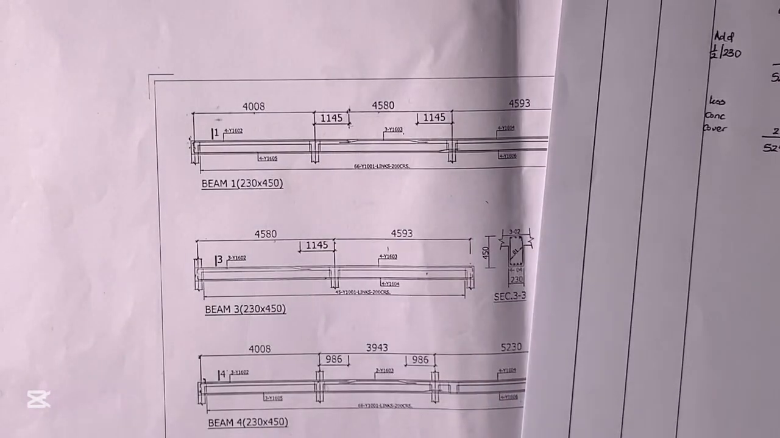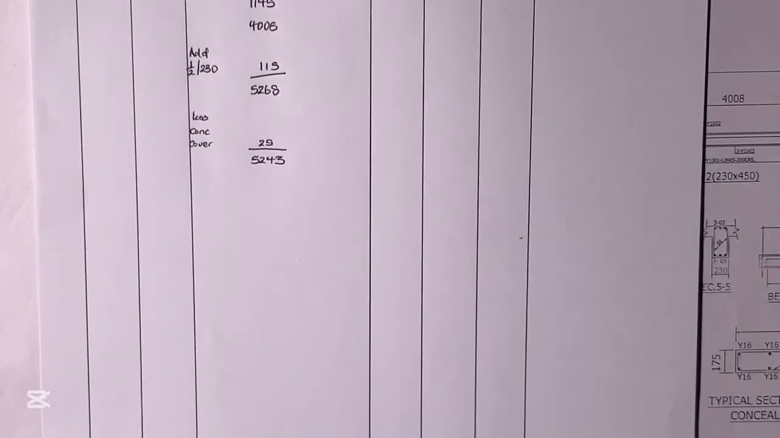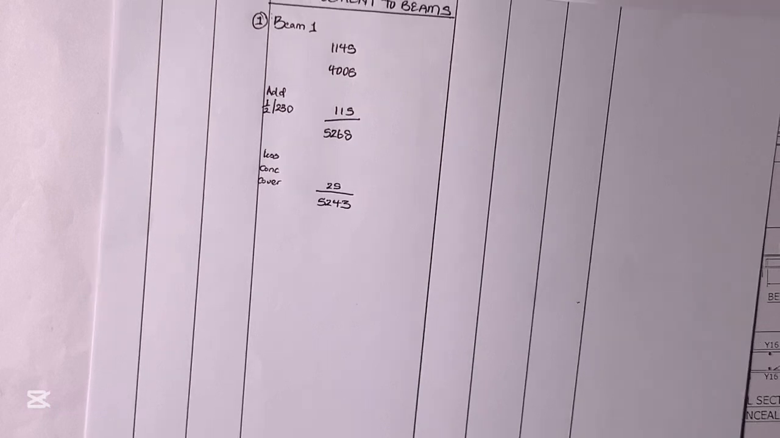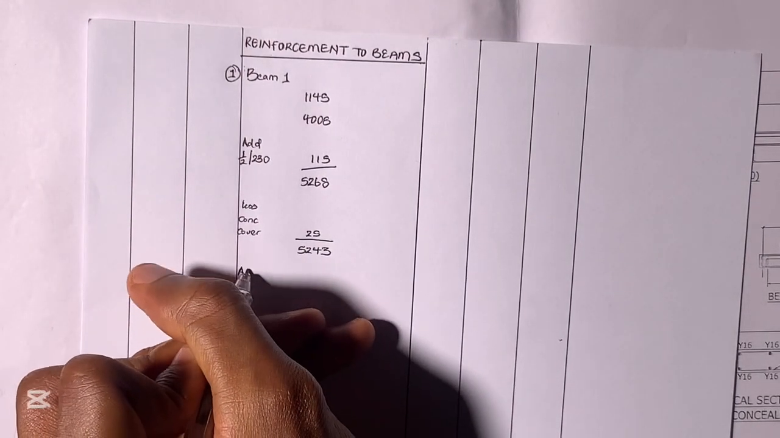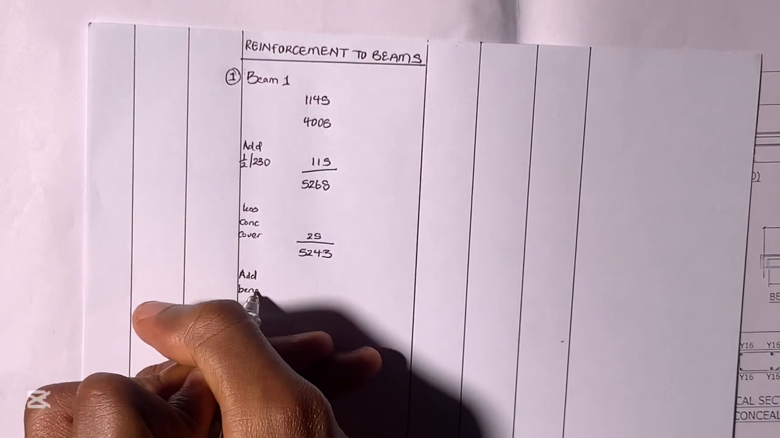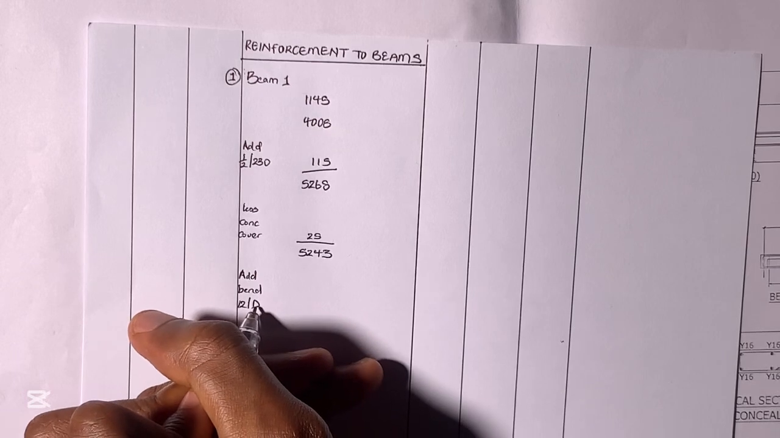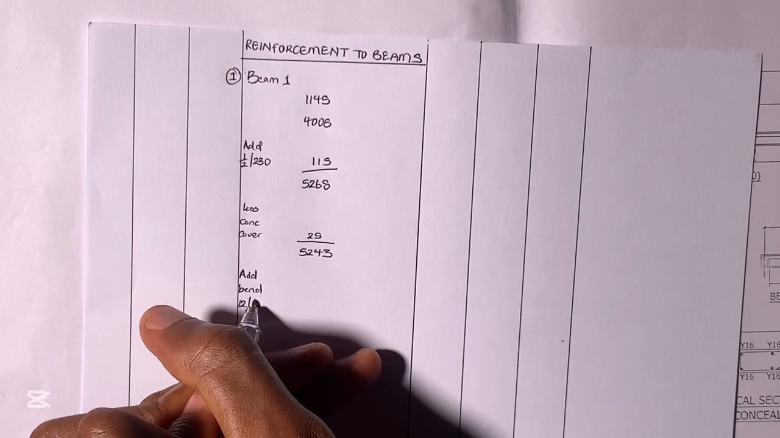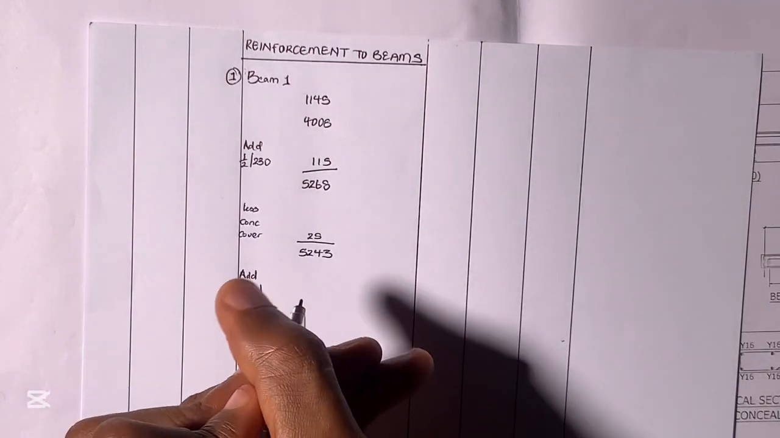Now we're going to be adding the bend, because there's a bend here. To add the bend, you know the formula. The formula is 12D, where D is the diameter of the bar. So we'll now add the bend, which is 12D. That's 12 by what's the size of the reinforcement? Y16. So that's 12 times 16, which is 192.